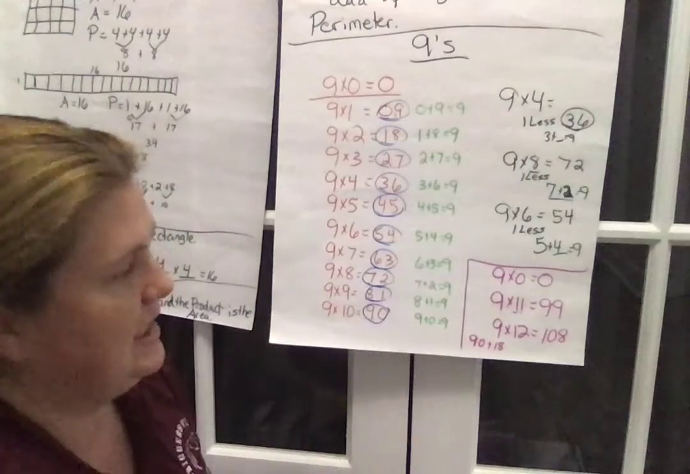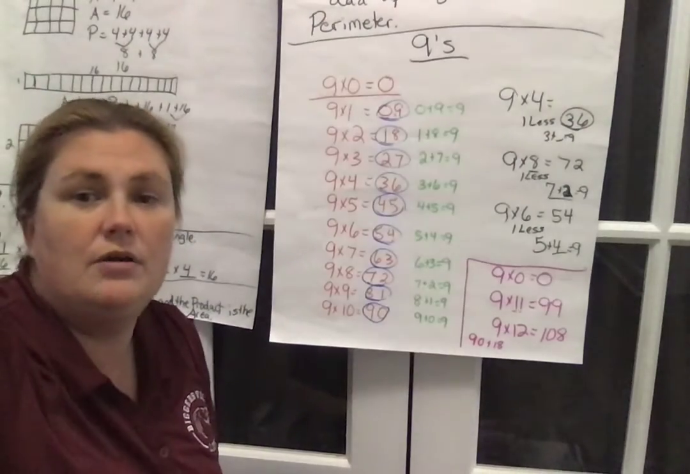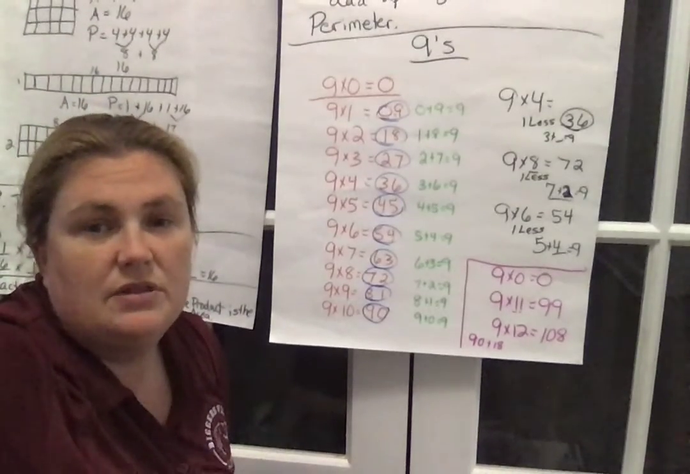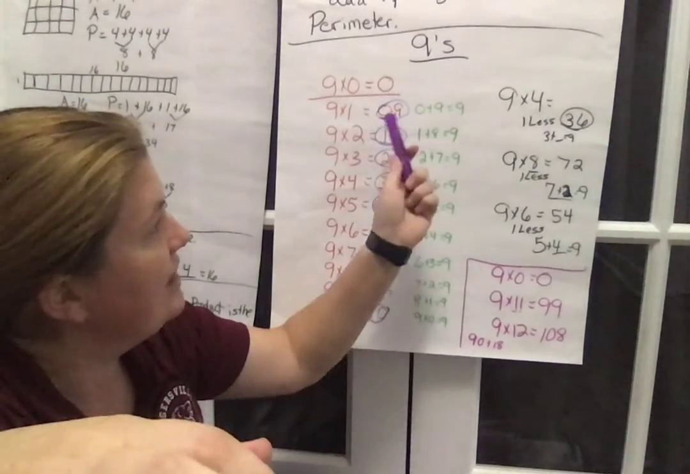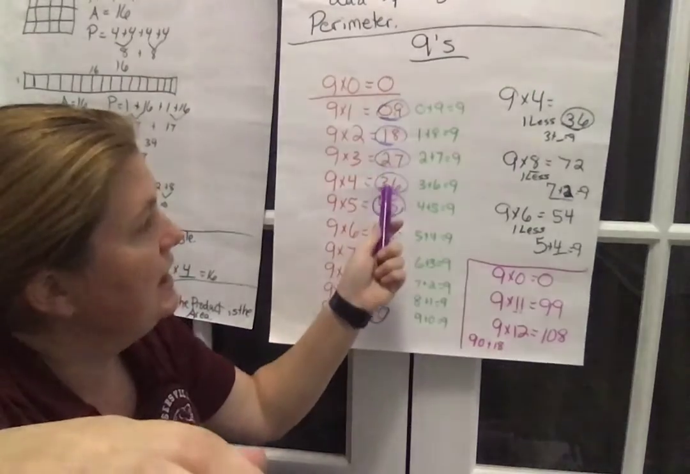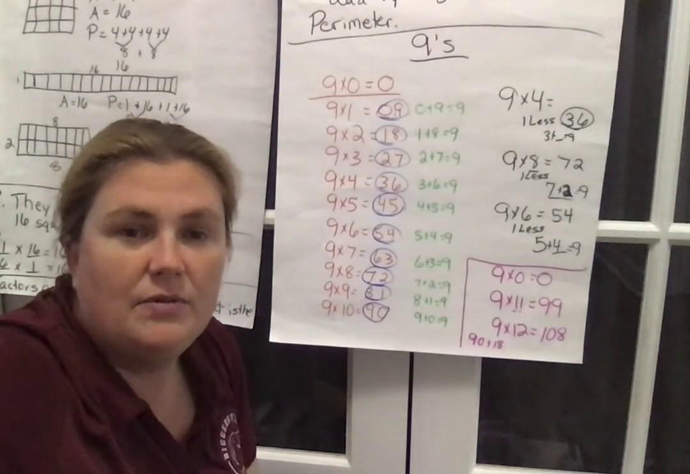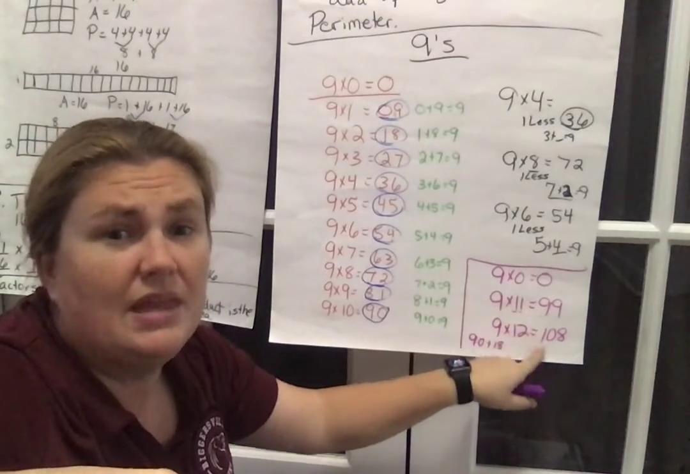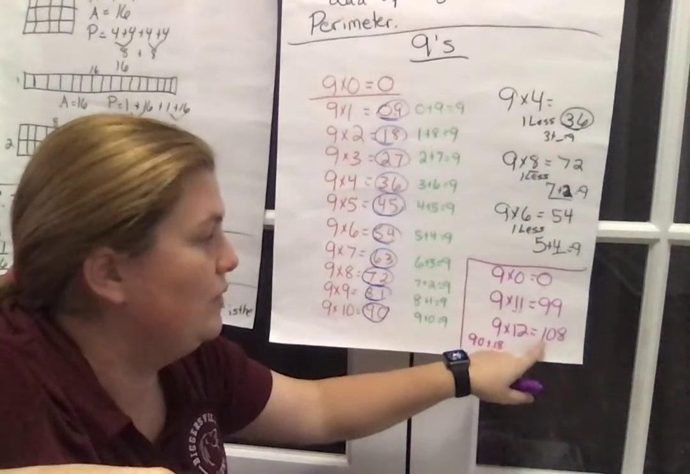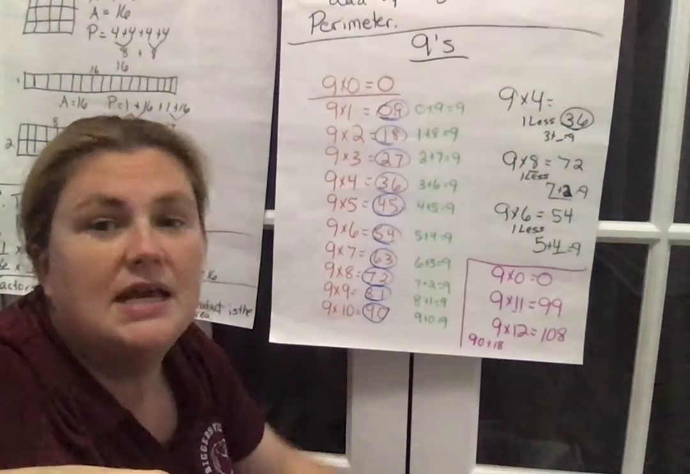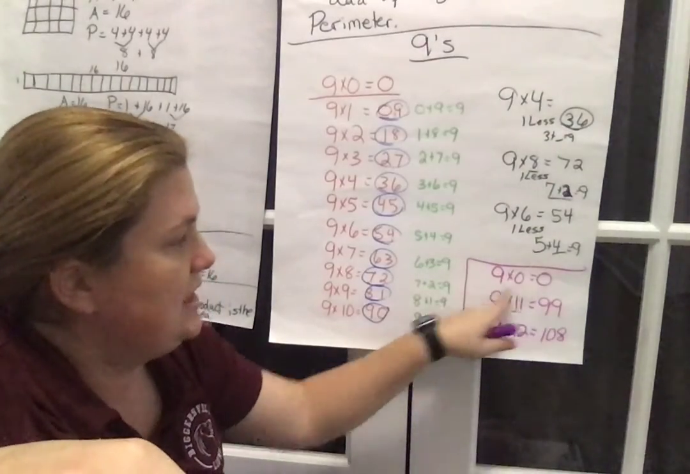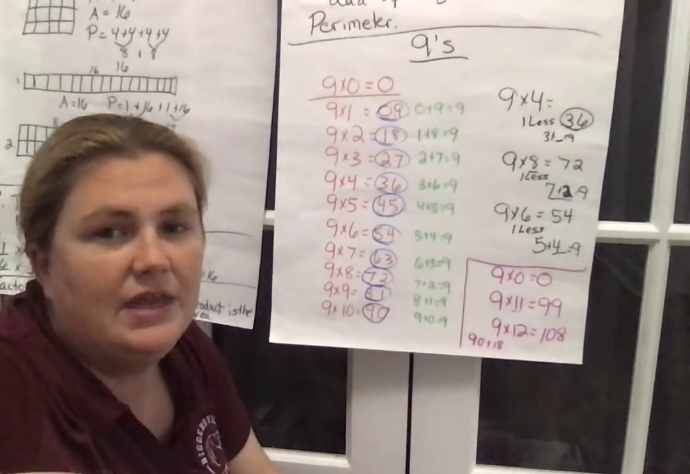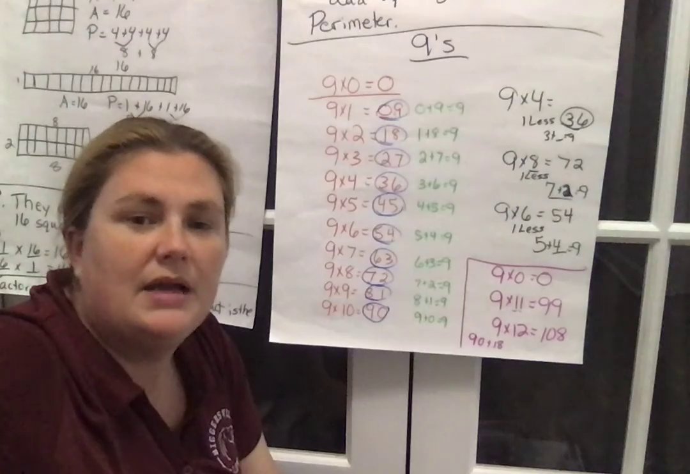So practice these 9 tricks on your own. Practice using those hands with your 9s, or memorize your nines. Lots of ways to help you. But to check it, remember the two digits in your product should add up and equal 9. The only one that will not work for is 99. It still works with 108. 1 plus 0 plus 8 is still 9. This is the only one, and of course 0, that will not equal 9. Everything else should add up to equal 9. Practice those nines.